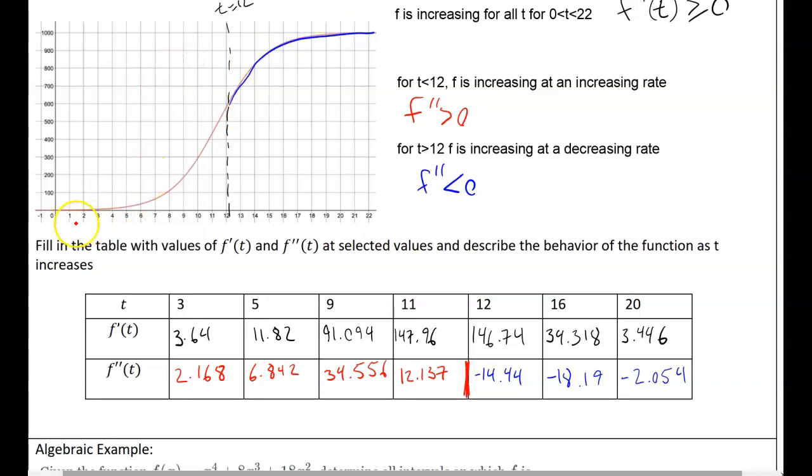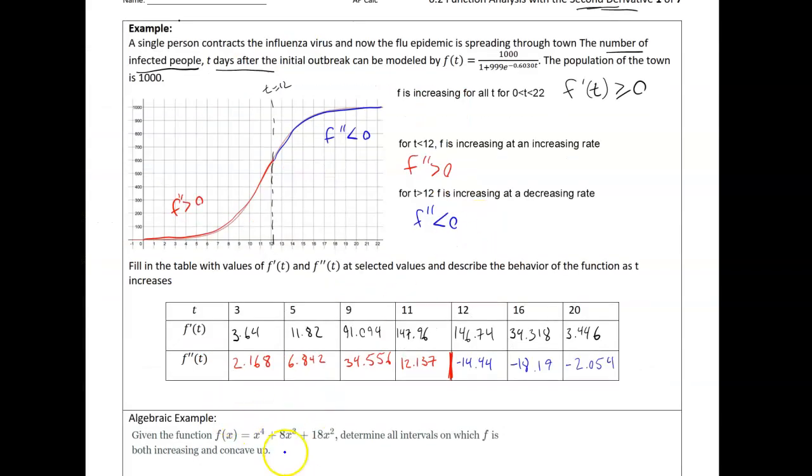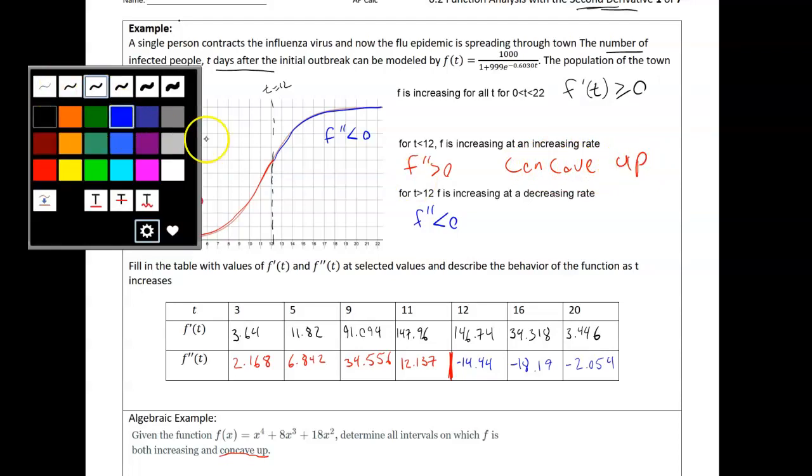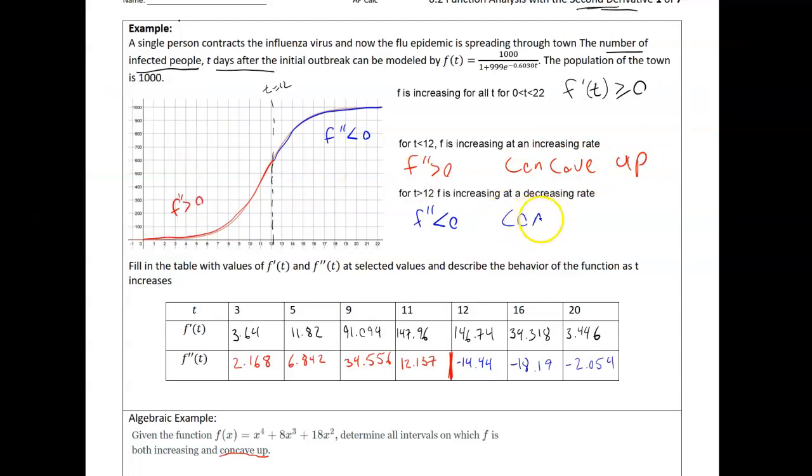Hopefully you're noticing my color scheming here. The first half of my graph was where my second derivative was positive. So as we look at our algebraic example down here, we see we have some vocabulary that is new. Concave up is our first interval in our graph. Concave down is when my second derivative is negative.